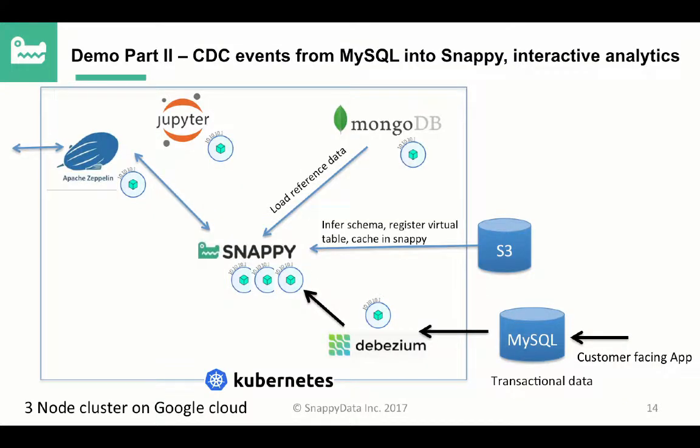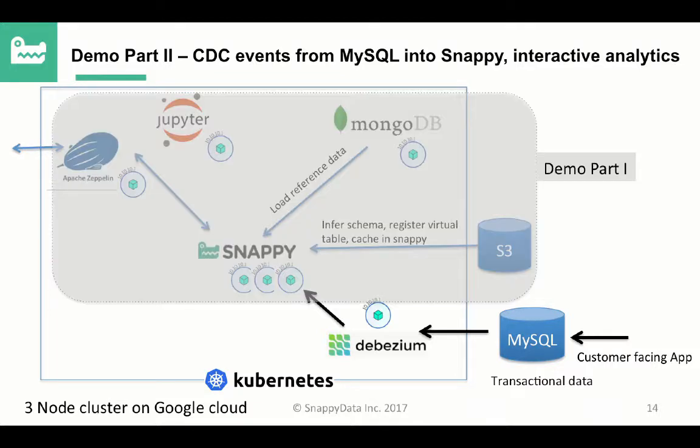All right, let's just revisit the demo architecture from before. In part one of the demo, we showed you how to load data from Mongo, static data from S3, infer schemas, run interactive analytics using notebooks, and also we showed you how to run analytics using a BI tool like Spot5. So we ended up using, you might recall, the airline on-time performance data, about 200 million records is what we ended up analyzing. In this case, we just introduced a few additional components.